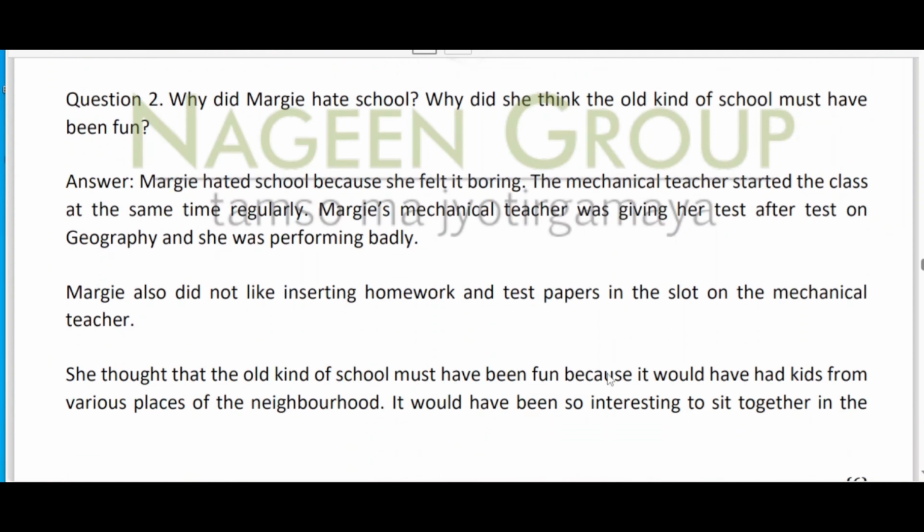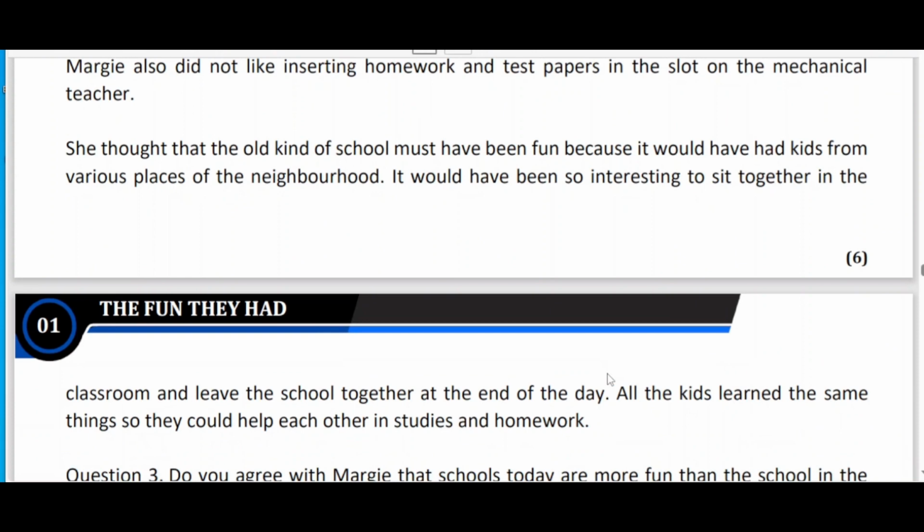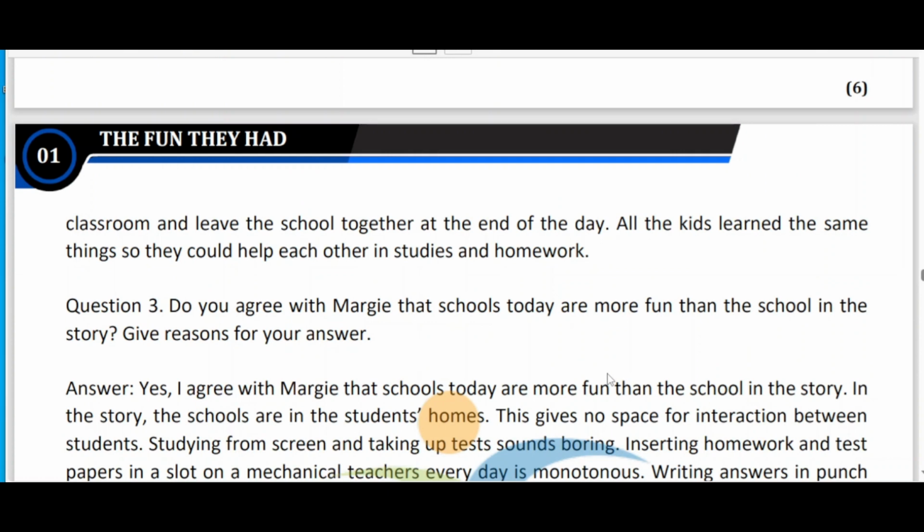She thought that the old kind of school must have been fun, because it would have had kids from various places. She had taken very much interest in the old kind of school, having already read in the book that it would have kids, and it was a special building, and all the students from the neighborhood wanted to go there only. It was such an interesting place where all the kids sit together, play together, do things together, and if they need anyone's help in study and homework, they can easily get it.